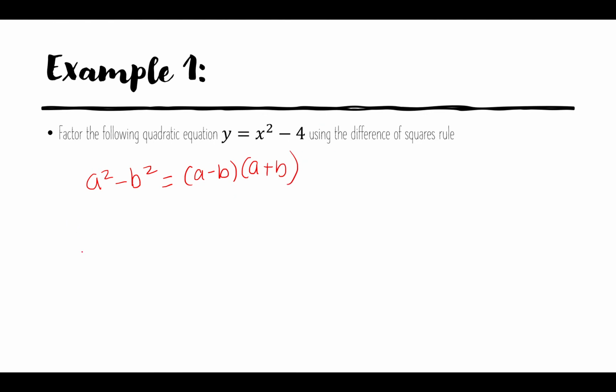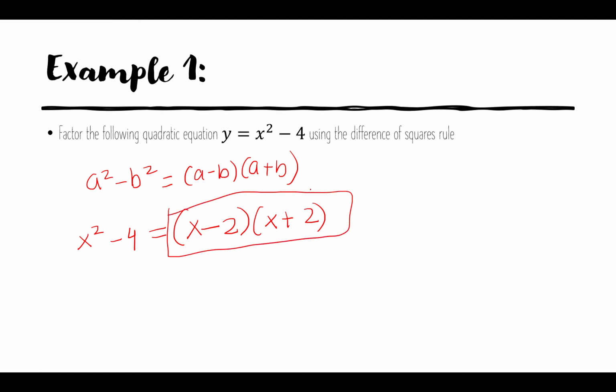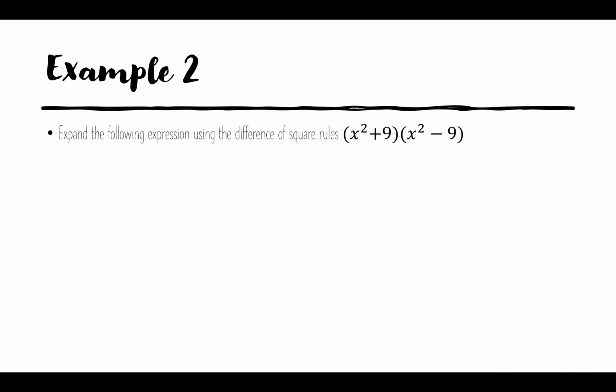So in this case, our a squared is x squared, and our b squared is 4. So we can break this down into x minus 2 times x plus 2. And this is the factored form of this quadratic equation using the difference of squares rule. Let's look at our second example. Once again, try it on your own first, and assuming that you have tried it, let's get started.